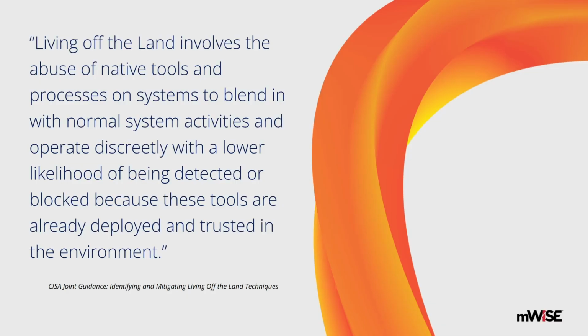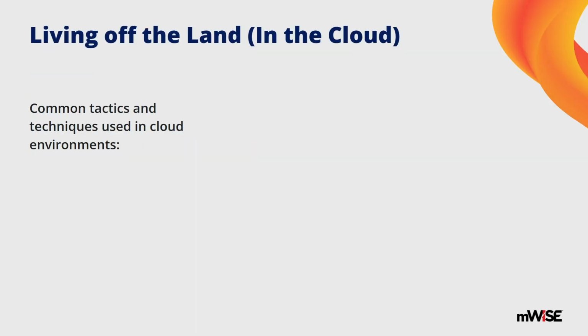So for the first main area of focus, living off the land, specifically in the cloud, first we'll cover what we mean by living off the land in general. Next slide, we'll go through how that's reflected specifically within cloud environments. The general definition from CISA involves abusing native tools and processes to blend in with normal activity, and then being less likely to get caught because those tools are already trusted within the environment. Now, what does that look like specifically within cloud environments?